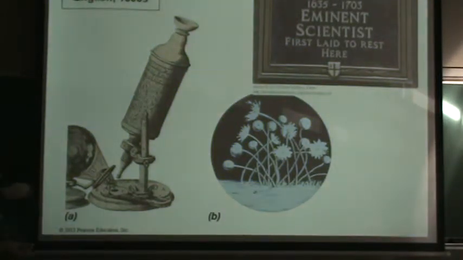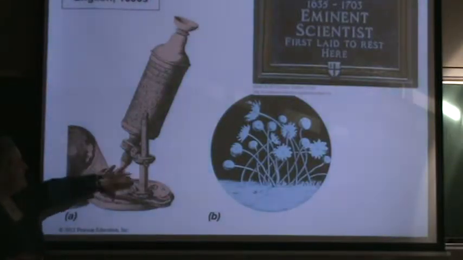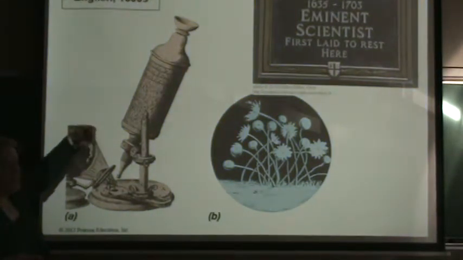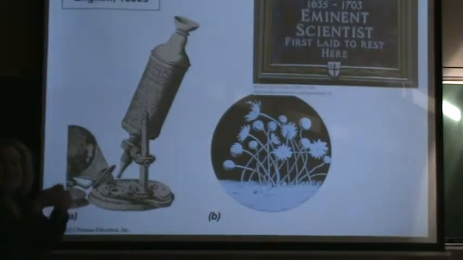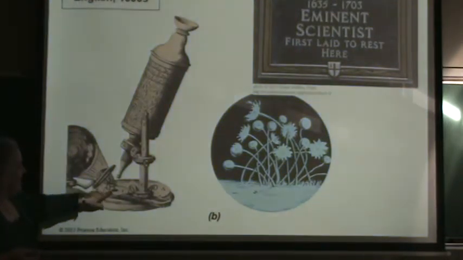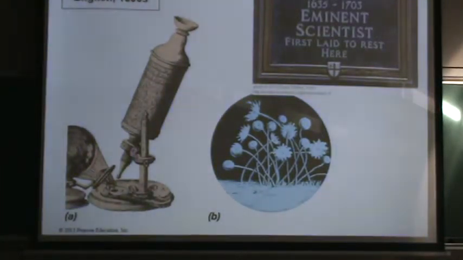So he used a very primitive lens system that kind of looks like one of those icing squeezers, or a syringe, to look at different things. And he happened to look at cork, and he saw the plant cell walls, which he didn't know were cell walls, but he saw a pattern of boxes, and he called them cells because they looked like monks' little tiny rooms that they stayed in, and those were called cells.